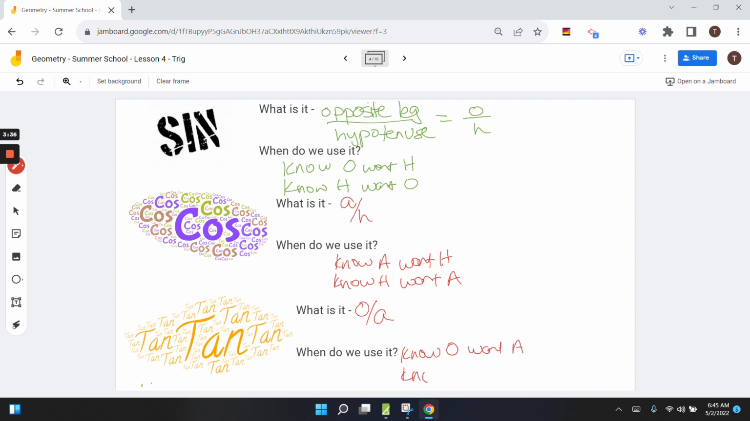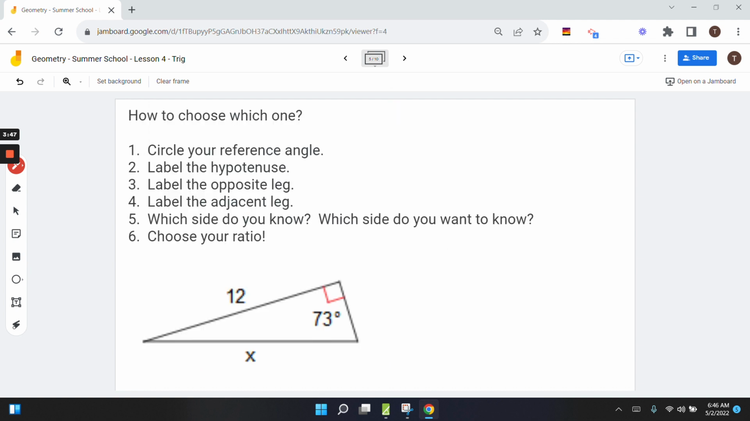So let's look at some examples here. We circle our reference angle. Like I said, there's our reference angle. It's this angle right here. So we label our hypotenuse. We go opposite here. That's our opposite leg. What's left over is adjacent. So in this problem, we want H and we know O. That would be sine if we go back to the last page and look.